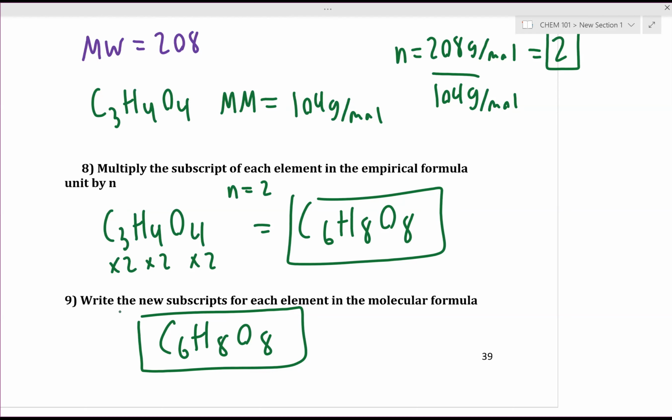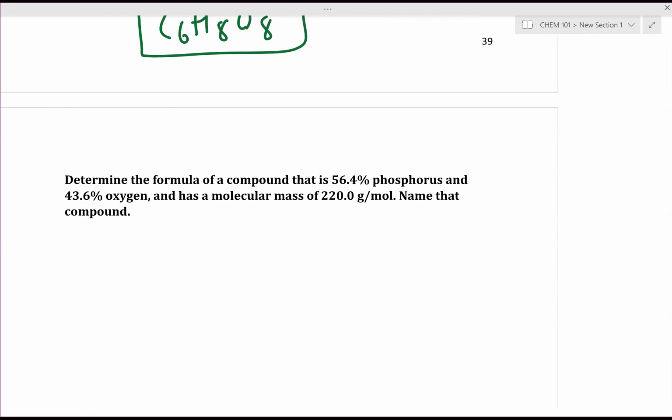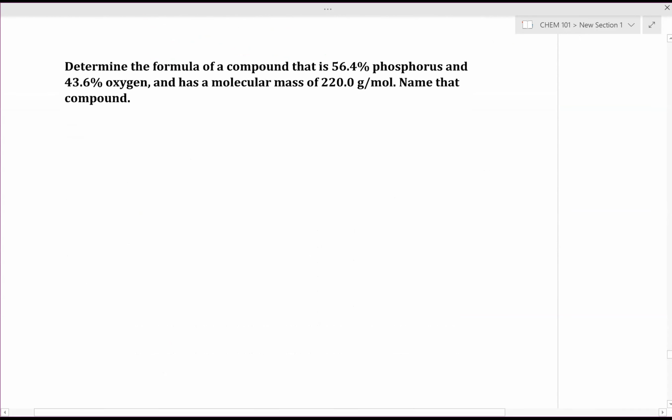So we did an example together, but what I want you now to do as our last example for today is determine the formula of a compound that is 56.4% phosphorus and 43.6% oxygen, and we know its molar mass is 220. So I want you to figure out the molecular and empirical formula for this compound.